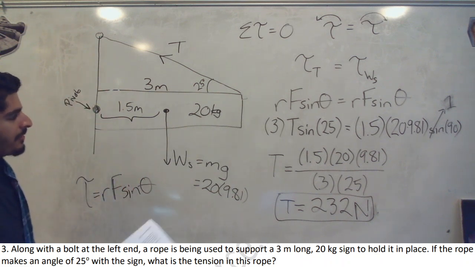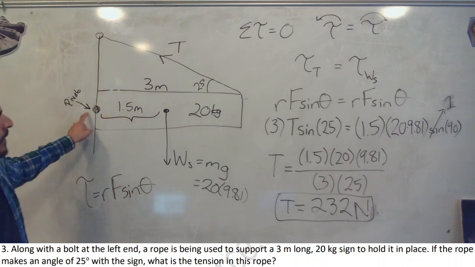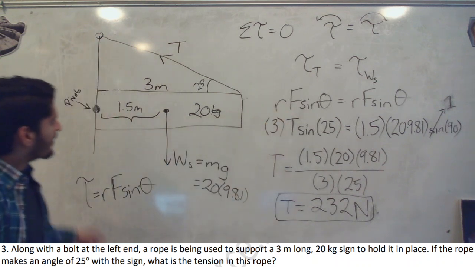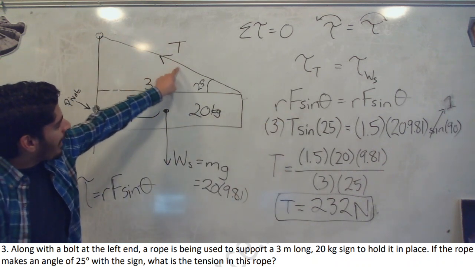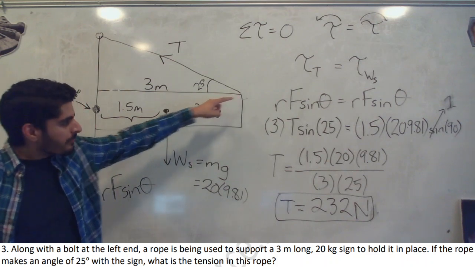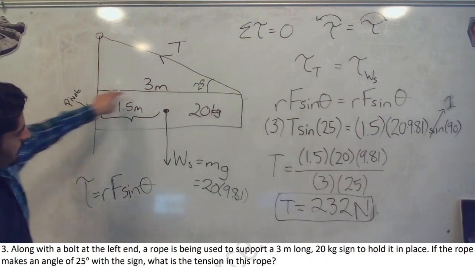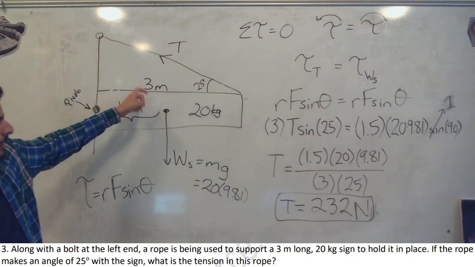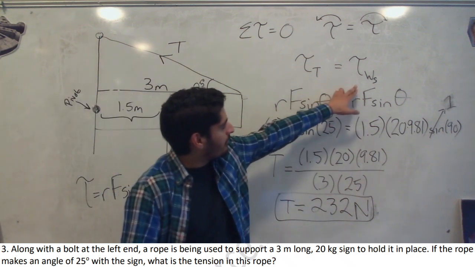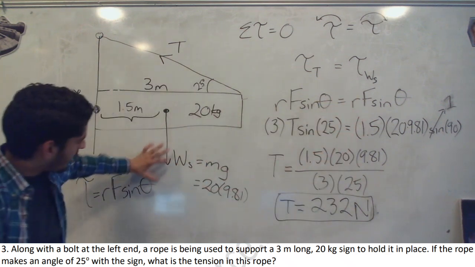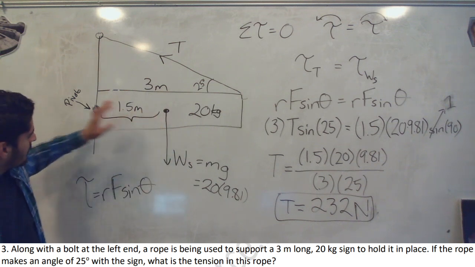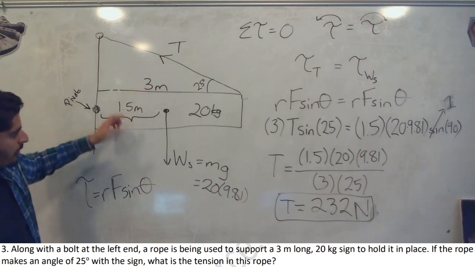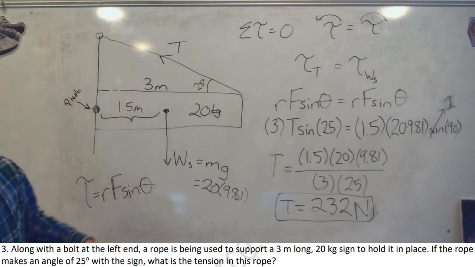And so a radius is always the distance from the pivot to whatever the force is that you're looking for. In this case, the tension of the rope is acting at the far end of the sign, so the distance from the pivot to the far end of the sign is the full 3 meters. On the other hand, the weight of the sign is acting at the center of mass, and the distance from the pivot to the center of mass is halfway up the sign, which is 3 over 2, which is 1.5. Hope that makes sense.